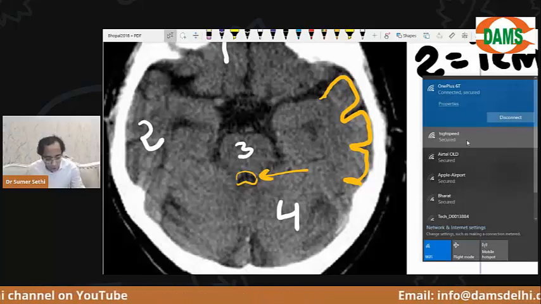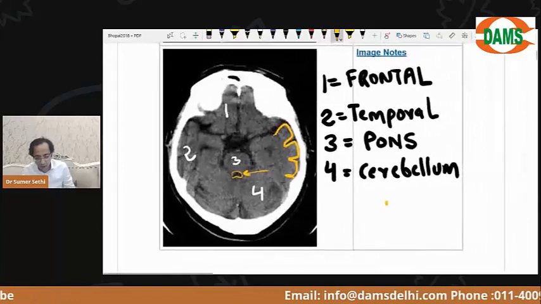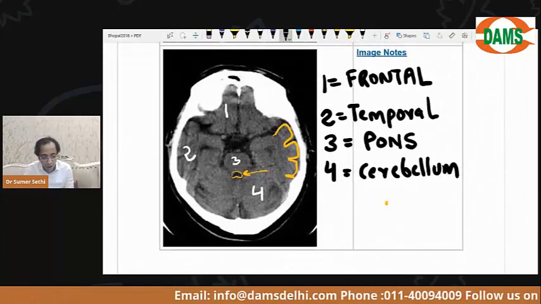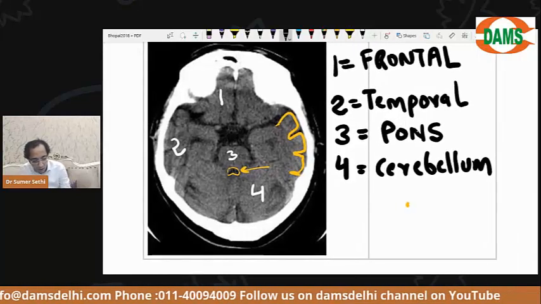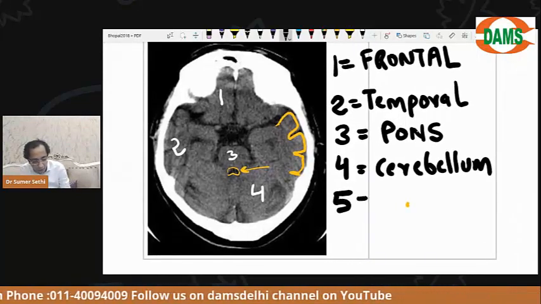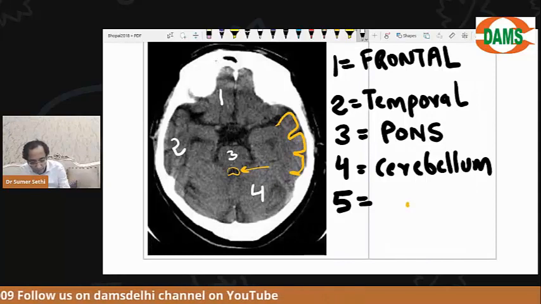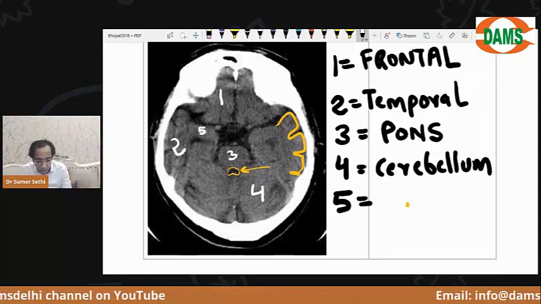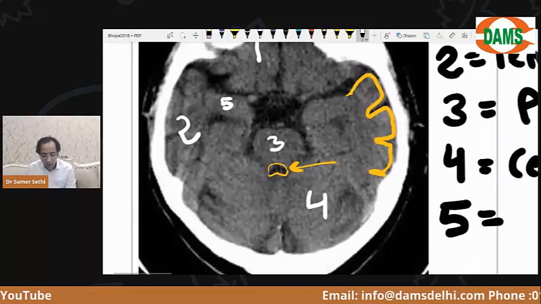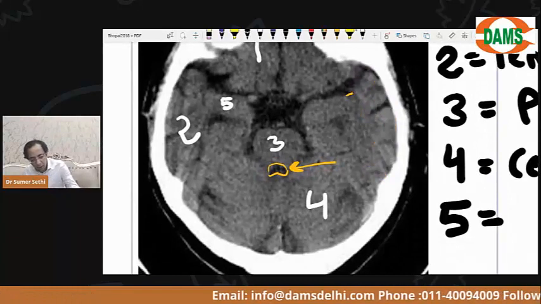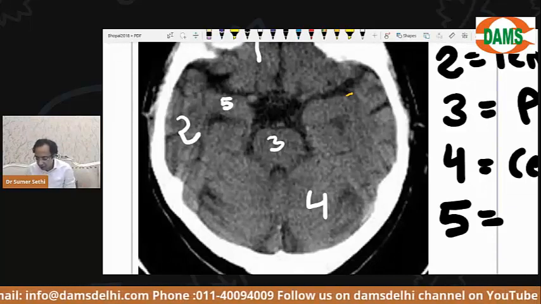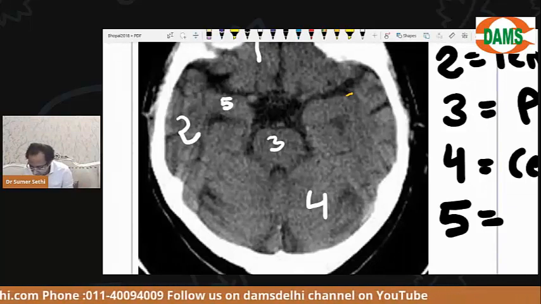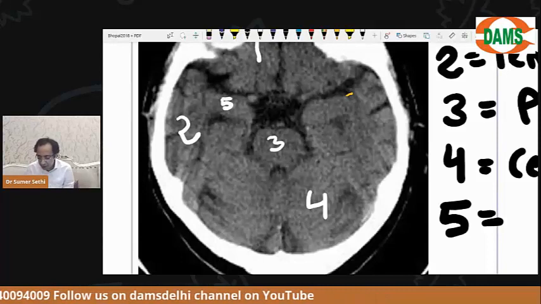Now we come to the most important question here. This is a tough question. Only children who are good at anatomy will be able to answer this better. See, I will make a structure as number 5. Okay, I'm marking number 5 here. You need to think and tell me what is the area marked as number 5 in the CT scan. Okay, what is the area?